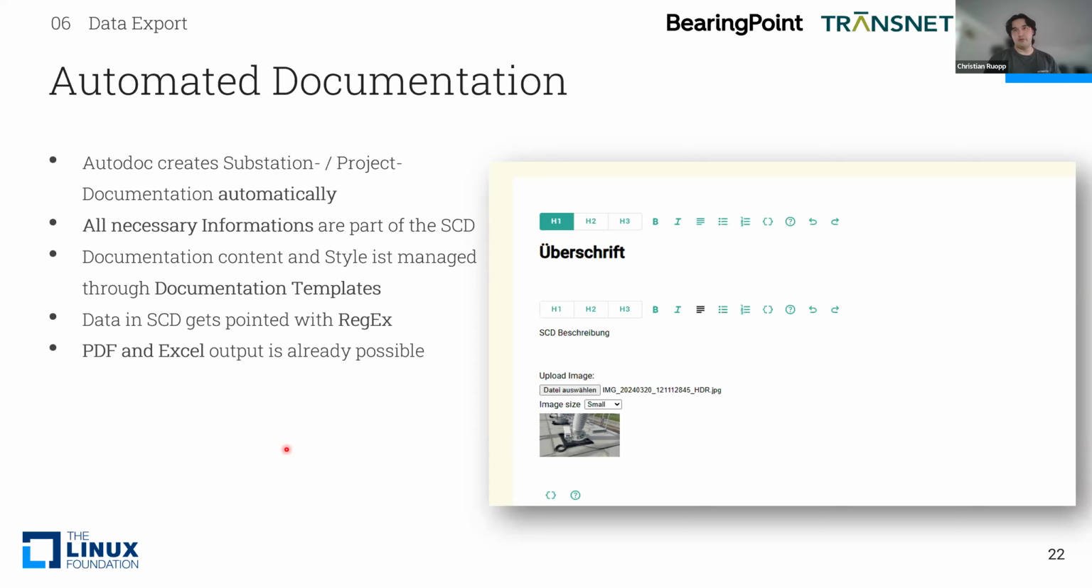I create this template hopefully only once for all of my projects, so every documentation looks the same. And then Autodoc loads this template, loads the data from the SCD, and generates with one click of a button the whole project documentation fully automatically. So the documentation looks like the template, but contains the data of the one specific SCD that I'm actually working with. So yeah, that's what Autodoc does, and it's a great plugin, I have to say.